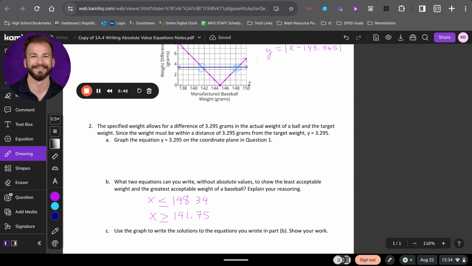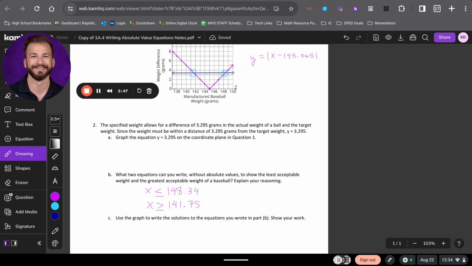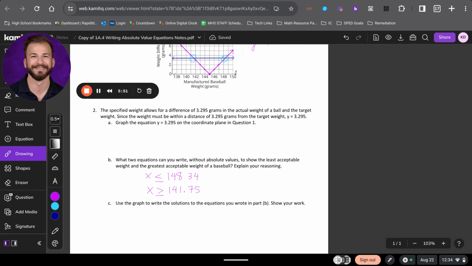Okay. Now, the very last thing that we want to do is write this as one complete solution, because these are still two separate inequalities. Because we're greater than 141 but less than 148, we can do that as a compound inequality: 141.75 is less than or equal to X, which is less than or equal to 148.34.